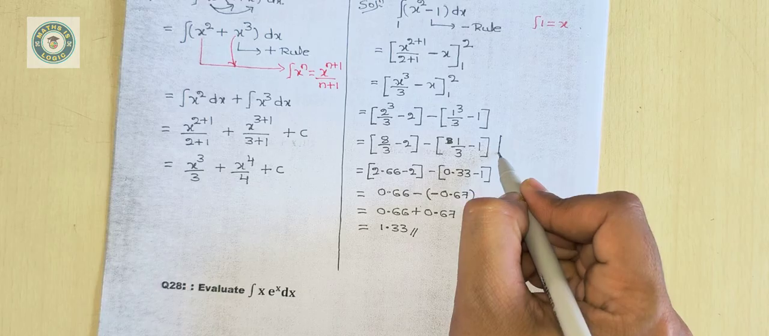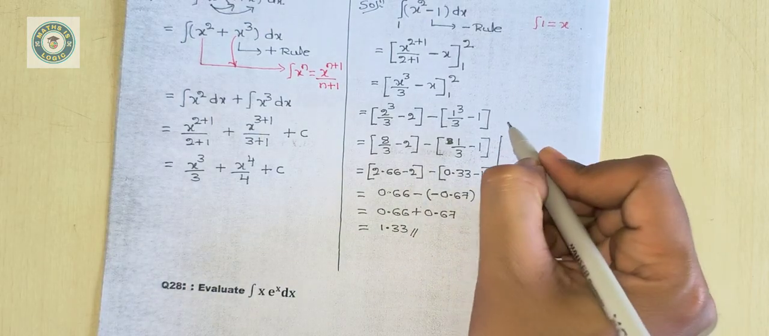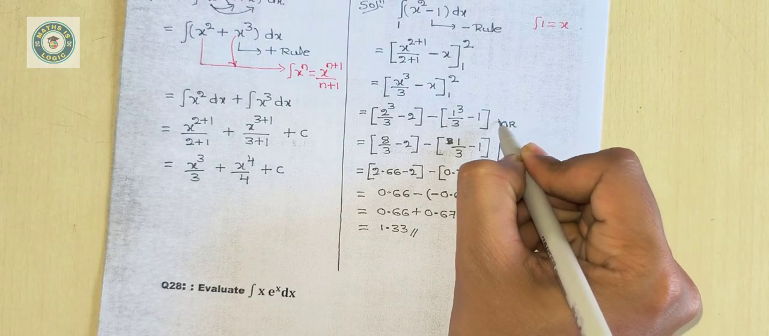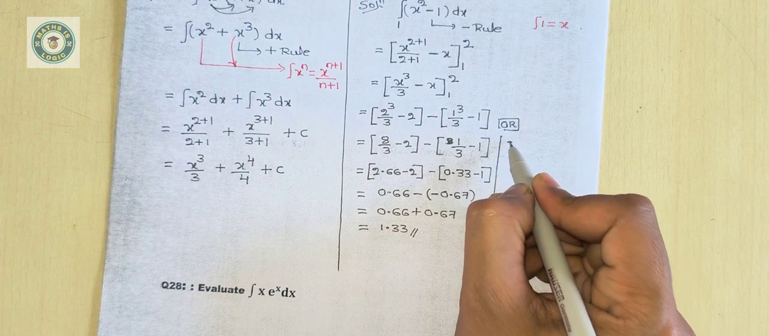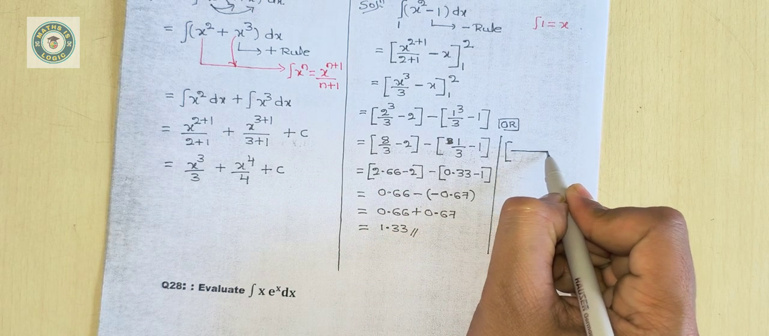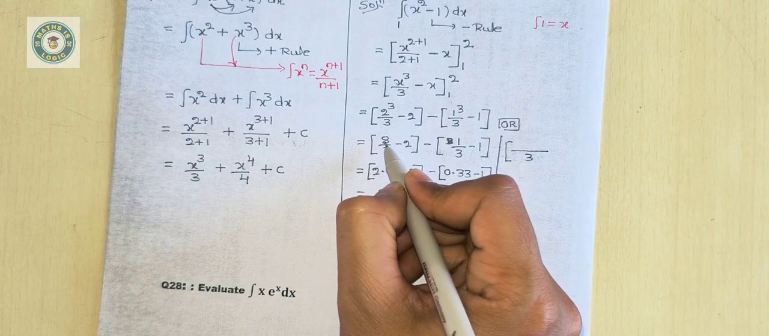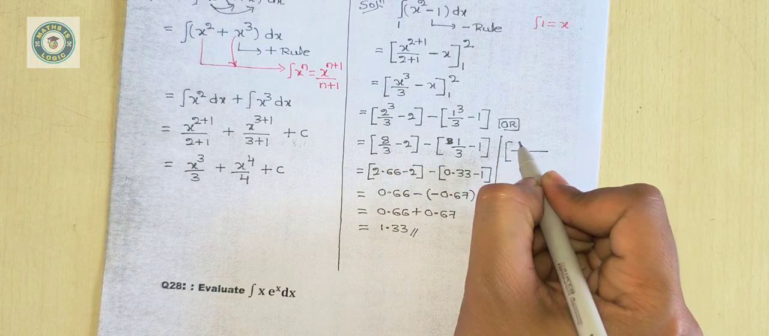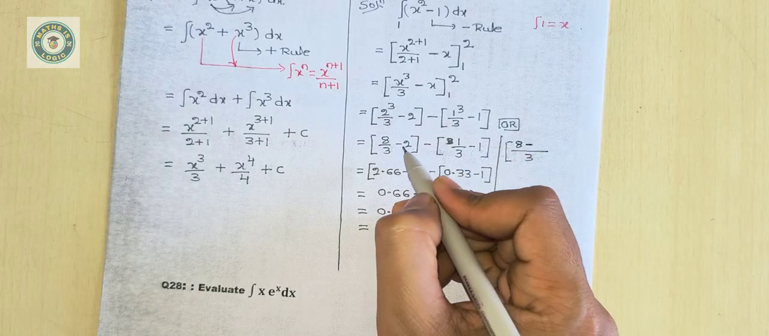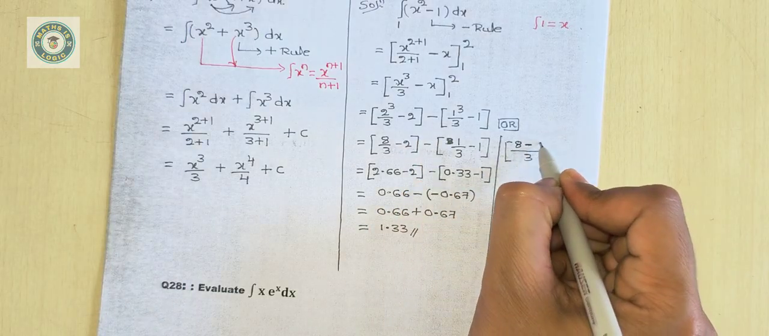Or else you can take the LCM also. So here LCM is 3. So LCM is what here? 3. So here we need to multiply by 1, here we need to multiply by 3. So 8 into 1 is what here? 8, minus, 2 into 3 is how much here?